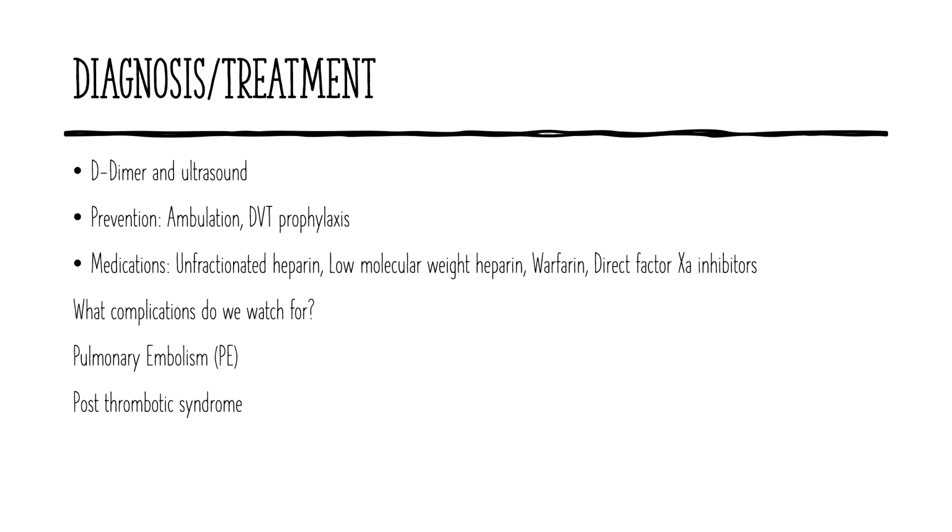Some labs that we look at: D-dimer, which tells us about fibrin degradation products produced from clot breakdown. So it's letting you know that you've had a clot. So if we have a positive D-dimer, it indicates risk for DVT. And then they can do ultrasounds to try to image. Prevention: ambulation, DVT prophylaxis. We've talked about some of those things already.